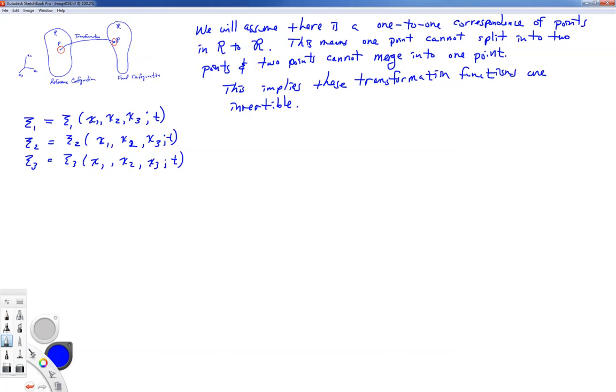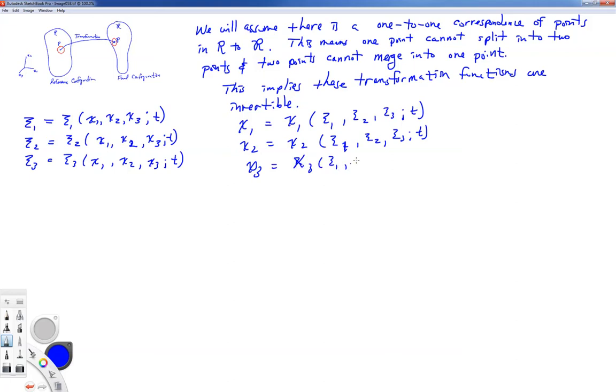Now, there's an implication of this that we can think of mathematically. If we have these transformation functions xi as a function of x1, x2, and x3, it implies that these functions are invertible. And so we can find, for example, x1 as a function of the final coordinates in general time, and likewise for x2 and x3. So we can go either way. We can start with our reference and go to our final configuration, or with the inverse mapping, we can go from our final configuration and get to our reference configuration. This is invertible and it's one-to-one.